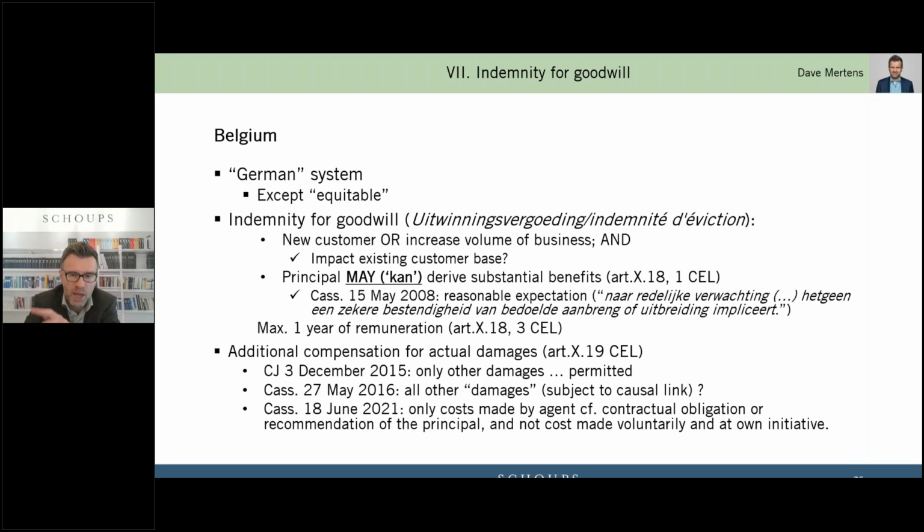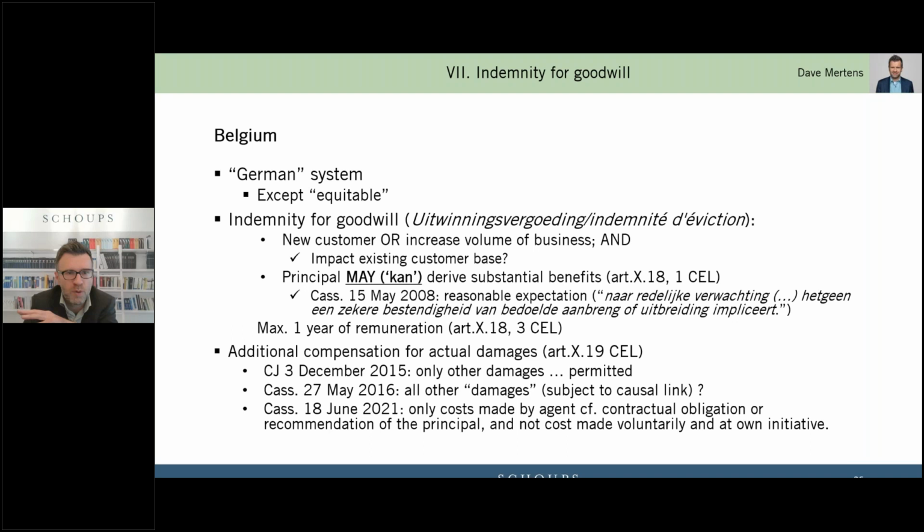One case may be that the agent is in a position to take a lot of clients with him to the new principal. Well, that's one consideration to say, well, no indemnity for goodwill, or the amount of the indemnity for goodwill needs to be moderated, not 1 year, but half a year, 3 months, because it's, again, a maximum of 1 year. It's a maximum. Every agent will claim, oh, I need 1 year. The courts do go lower depending on the circumstances.